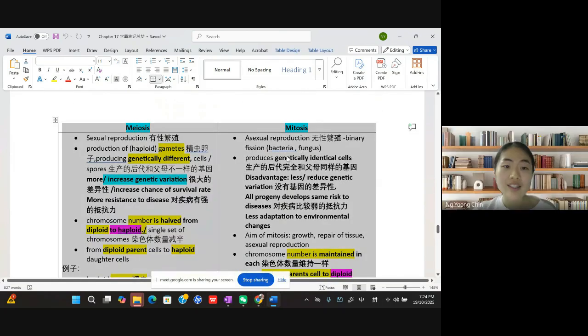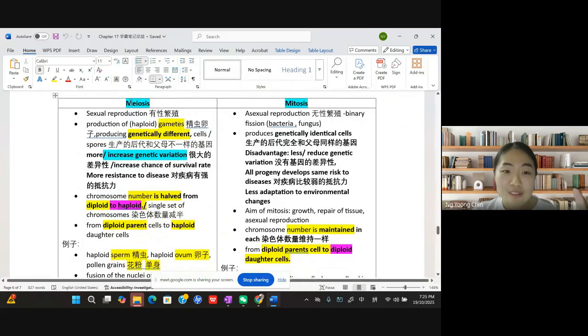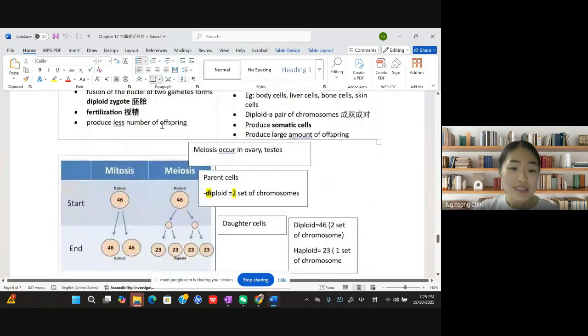Okay. So meiosis, their purpose is sexual reproduction, 有性繁殖. The purpose of meiosis is to produce the gametes, the sex gametes, for example, the sperm and the ovum. So it's something like this.